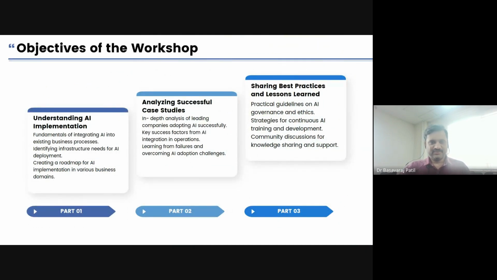The major objective of today's workshop is understanding AI implementation. As it is just a 2-day session, we will restrict ourselves, with the limitations, to the introduction part. First, how to integrate AI with the existing business processes. What are the tools we have? What are the technologies we have? How can we create a roadmap for the implementation in various domains of the business? And later we'll go through an overview of case studies, how we can analyze the implementation or adoption of AI successfully, and what the statistics are.